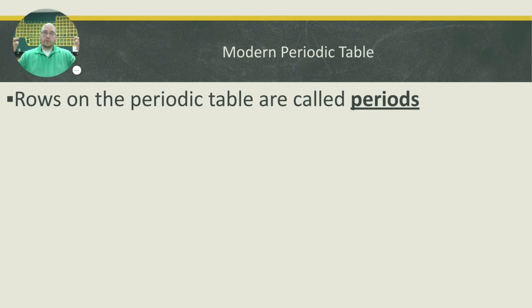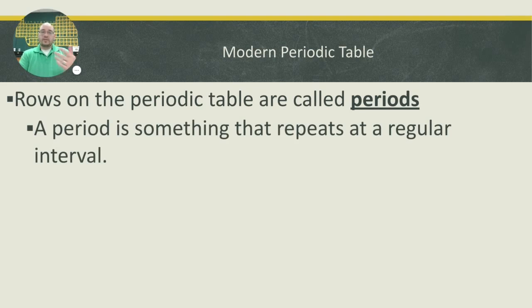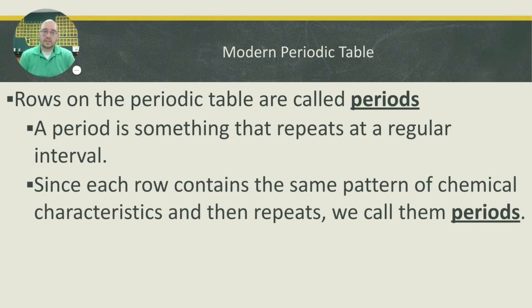That's the periodicity of the periodic table. As you move from row to row, the properties repeat themselves, right? Because a period is something that repeats at a regular interval. So that's why we call them periods. Each row contains the same pattern of chemical characteristics and then repeats. I just said that multiple times. Hopefully it sticks in your head.